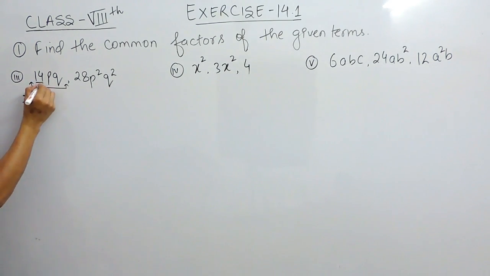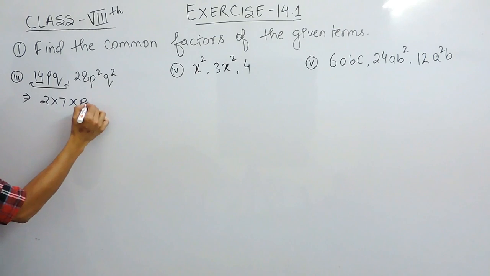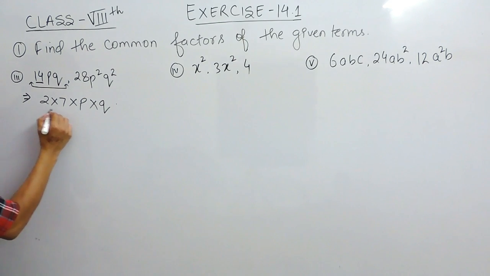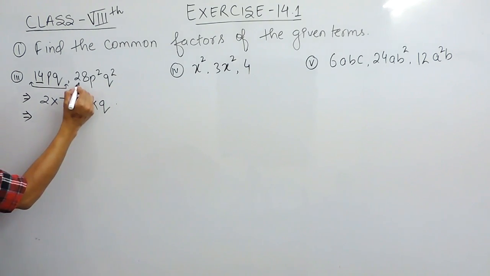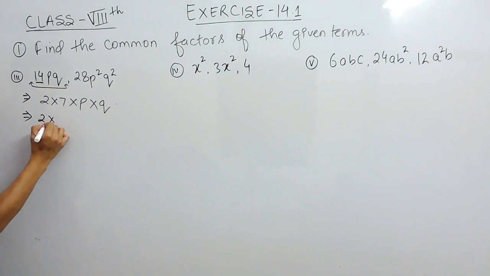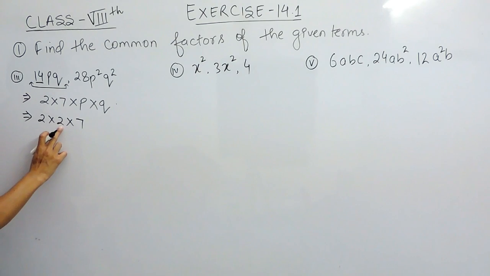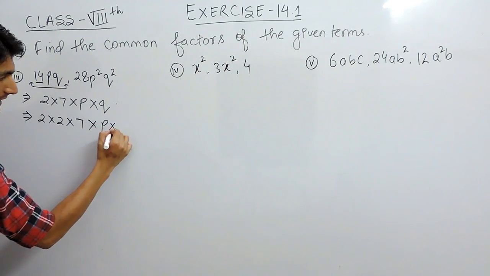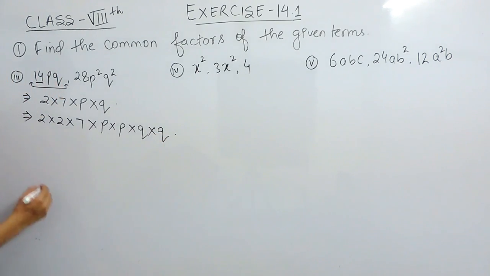14 can be written as 2 multiplied by 7, multiplied by p and multiplied by q. So these are the factors of the first term. Let's find the factors of the second term. 28 can be written as 2 multiplied by 2 multiplied by 7. This is 2 into 2, 4 into 7 is 28, and this is multiplied by p square, which means p multiplied by p, and q square means q multiplied by q. Now we have the factors of both the terms.